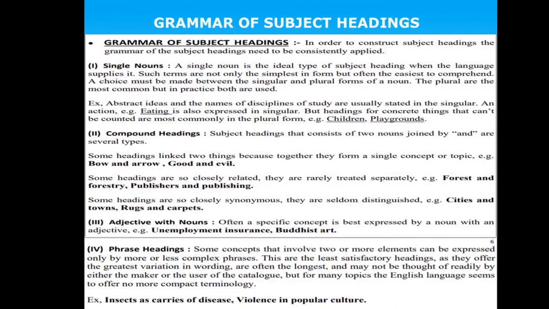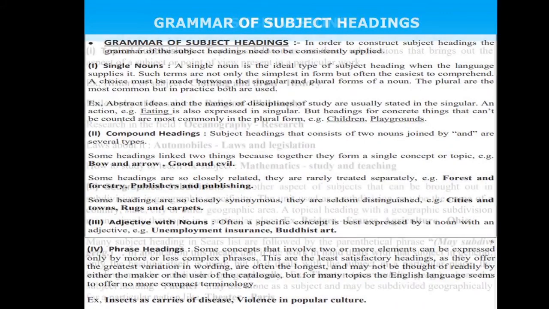Here the book is talking only about the insects that carry disease. So how will you represent it? You cannot combine it using "and" or something like that. So it is better to express these kinds of documents in a phrased heading. Insects as carriers of disease gives a clear picture that this book or document is dealing only with insects which carry disease. For example, mosquitoes carry malaria, something like that.